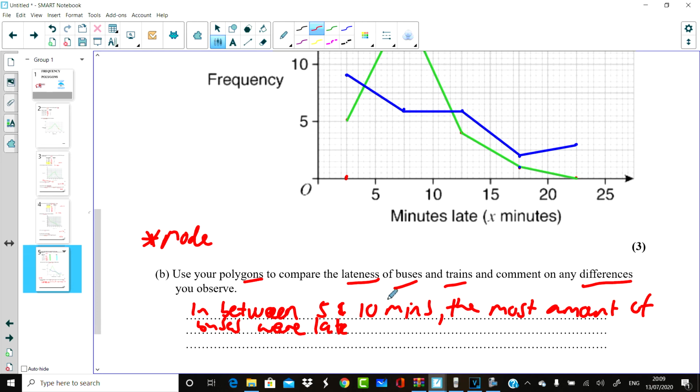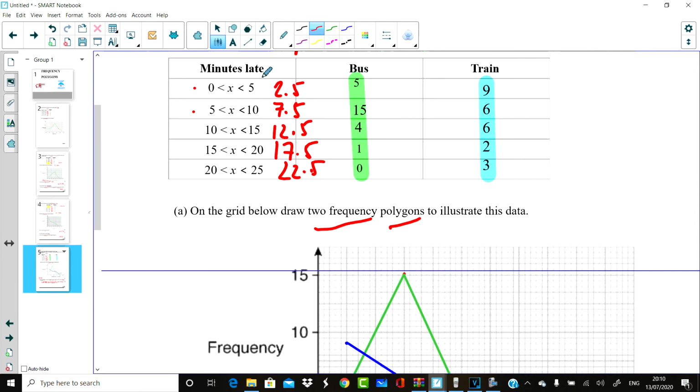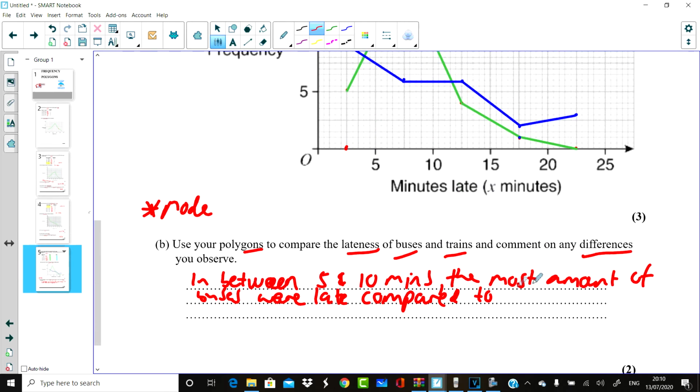Compared to, so always use the word that it asks in the question. It wants us to make a comparison, so we just say compared to, and then for trains, in between 0 and 5 was the modal class. So we can say compared to 0 and 5 minutes for trains. So that's one comparison.